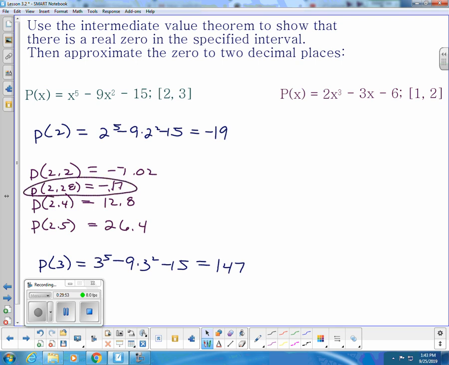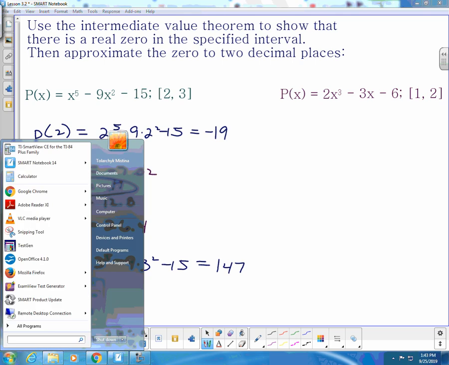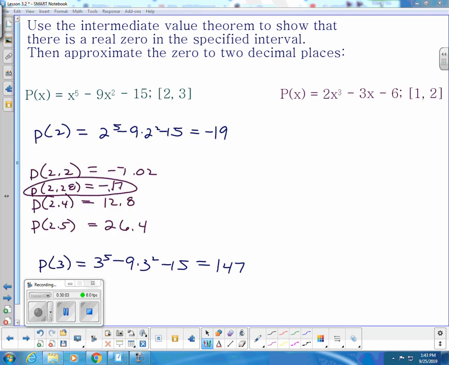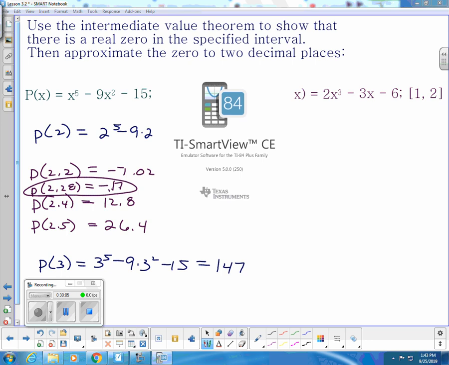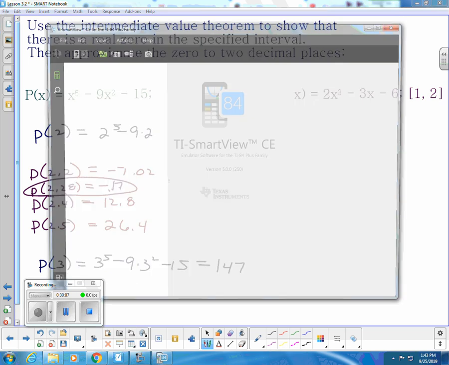Now, there's a table function in your calculator that you can actually go to and change those intervals. All right? So what time does this bell ring? 47. Okay, we'll show this real quick on here.